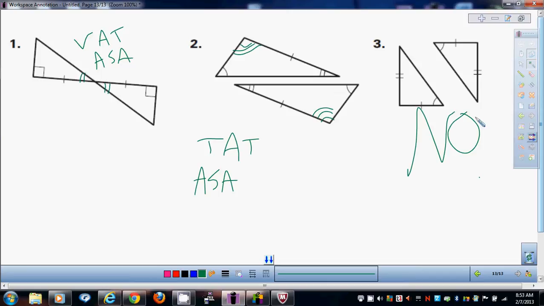If it had been a right angle, why couldn't we? Somebody tell me. If it had been a right angle, why could we still not have used hypotenuse leg? If we don't know the hypotenuse. To use hypotenuse leg, and I know we didn't use it today, but we're going to do one more. Literally one more.